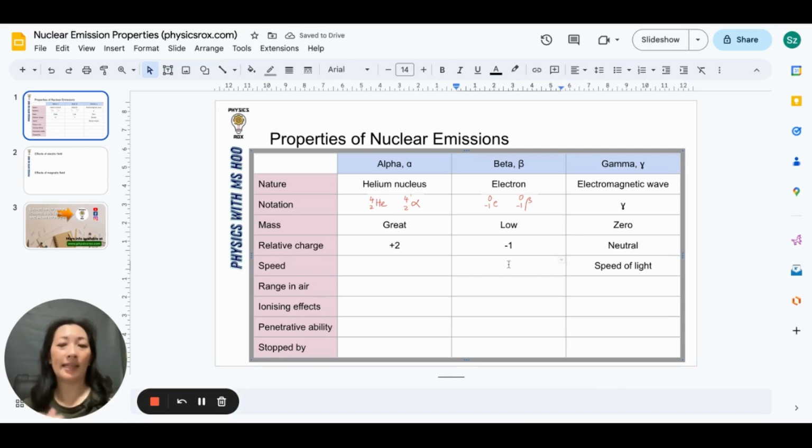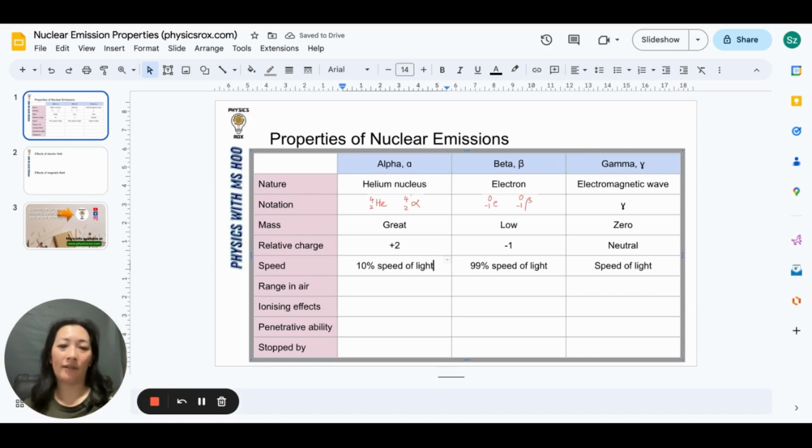Now, beta is lighter, so it can travel quite fast, although obviously not as fast as the speed of light. Beta particles can actually travel up to 99% of the speed of light. Of course, it can be lower, but it can travel as fast as up to 99% of the speed of light. Alpha is heavier, so of course it's going to travel slower, but still quite fast, faster than you and me. So alpha can travel up to 10% of the speed of light.